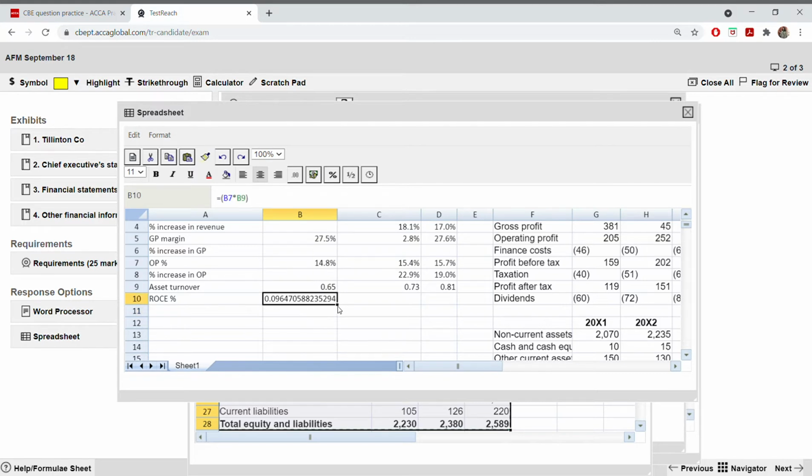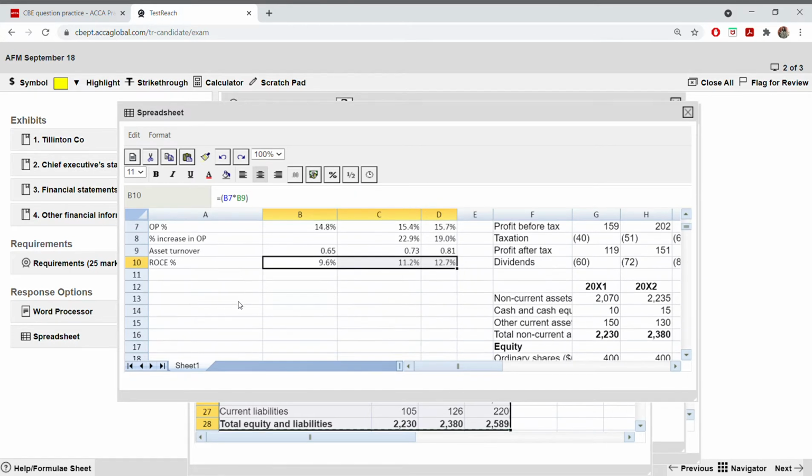Just drag it and take it in percentage to decimal place. Do you see? Automatically it takes it. Now we are done with all the profitability ratios. Next we are going to go to liquidity. In liquidity ratio we just have one, which is current ratio, and this should be something very easy.